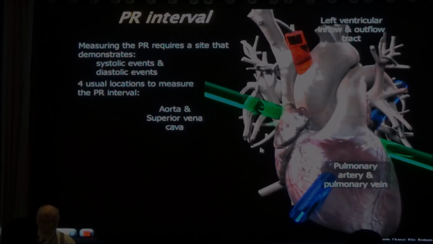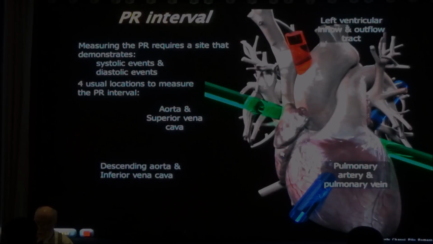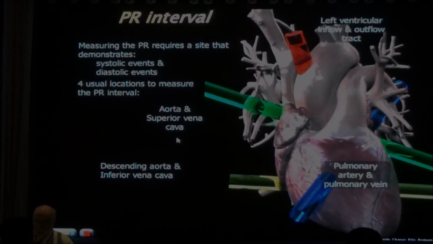Now, sometimes you have babies that are really obstinate and they have their arms around the chest and you can't get anything, and then you can try to do the poor technique of going into the descending aorta and inferior cava. It's not quite as pretty. So this is what we're going to be looking at.